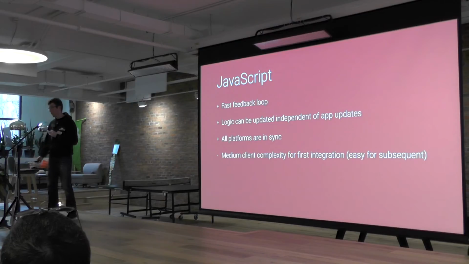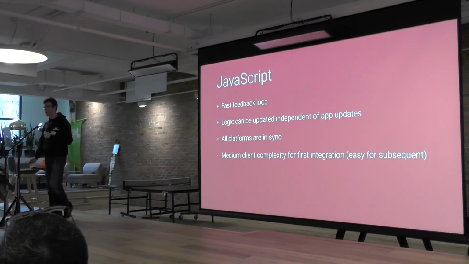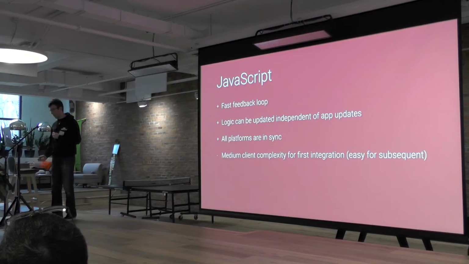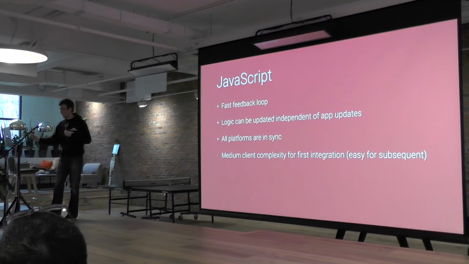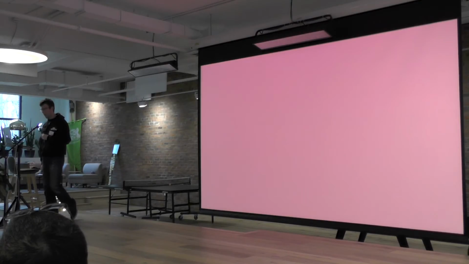The downside here is that it's medium client complexity for the first integration you write, because you have to build that pipeline. However, any future integrations you want to add, it's just a few lines of code, as you saw. You just bind to a new method in JavaScript. And also, as I said, hopefully that whole thing is going to go away, and it's going to be easy to do the first one in the future.